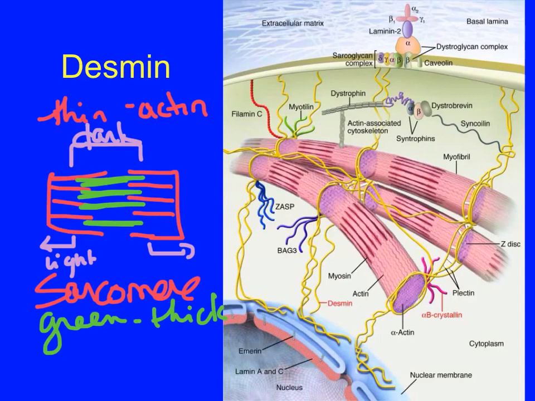And on the ends, these are the Z discs. And the Z discs are intermediate filaments. We'll do more of that. You'll get enough of this that you'll be like, okay, I'm done with that.